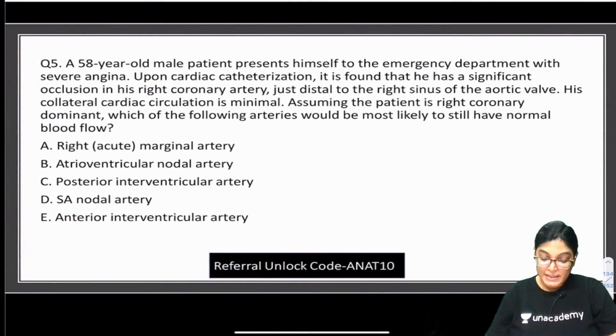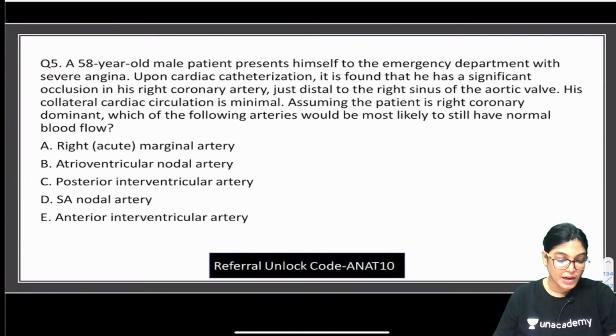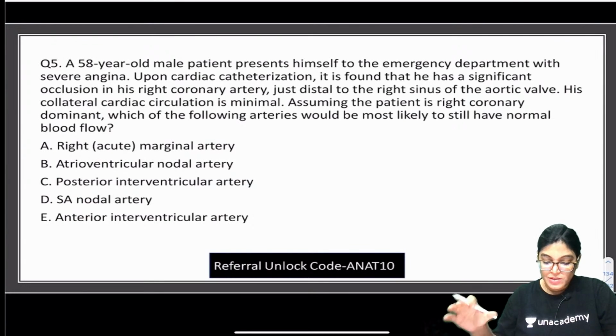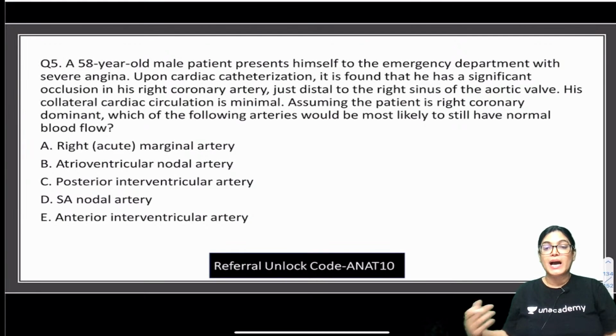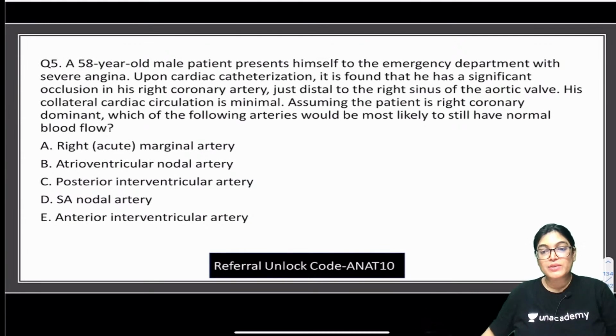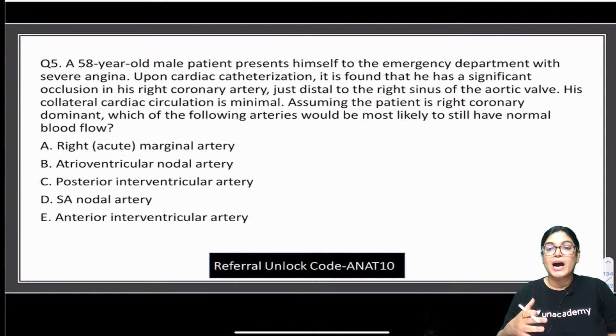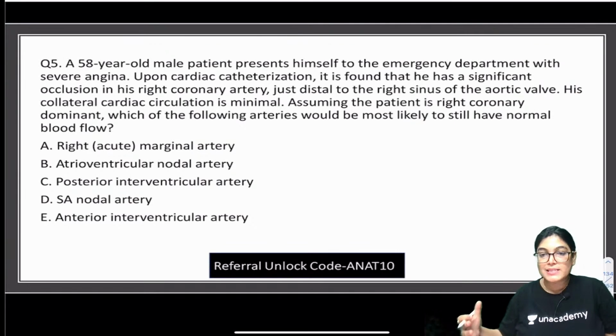A 58-year-old male patient presents to the emergency department with severe angina. Upon cardiac catheterization, it is found that he has a significant occlusion in the right coronary artery, just distal to the right sinus of the aortic valve. His collateral cardiac circulation is minimal. Assuming the patient is right coronary dominant, most patients have the right coronary artery as the dominant artery. Which artery is responsible for determining whether the heart is right or left dominant?